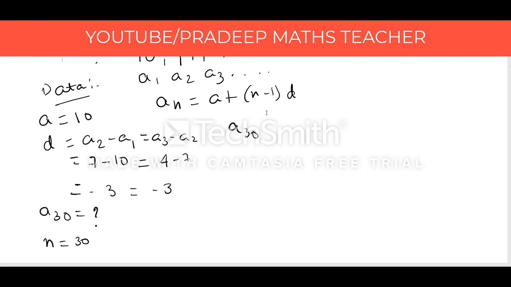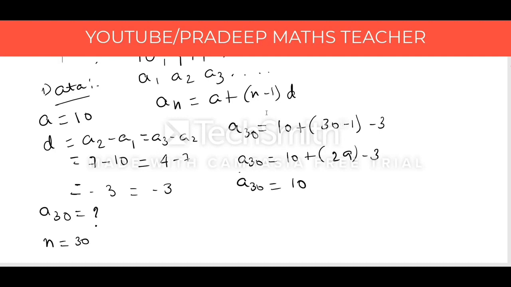Okay, so let me apply the data to the formula. The a_30 term you need to find will equal a, the first term, which is 10, plus n will be 30, because you need to find the a_30 term, so 30 minus 1 into d, which will be minus 3. Now if you simplify this, a_30 equals 10 plus 30 minus 1 is 29 into minus 3. So a_30 equals 10 plus 29 3s are. Here 29 3s are 87.